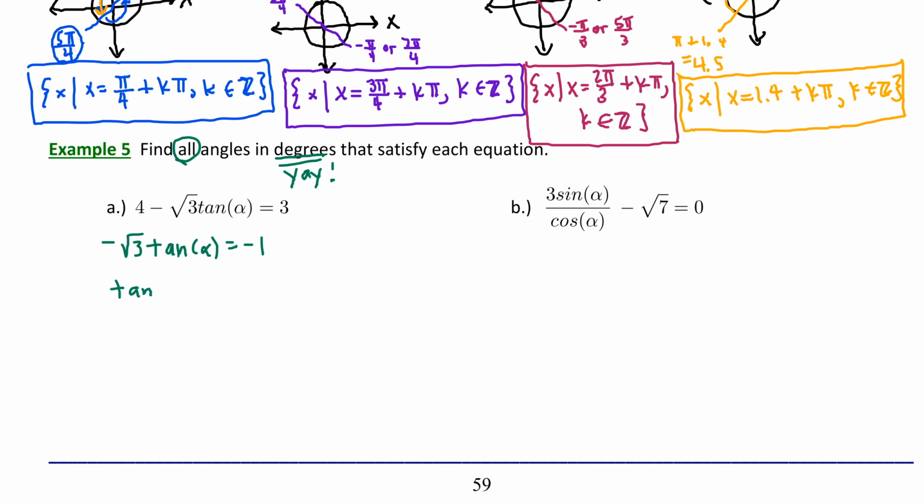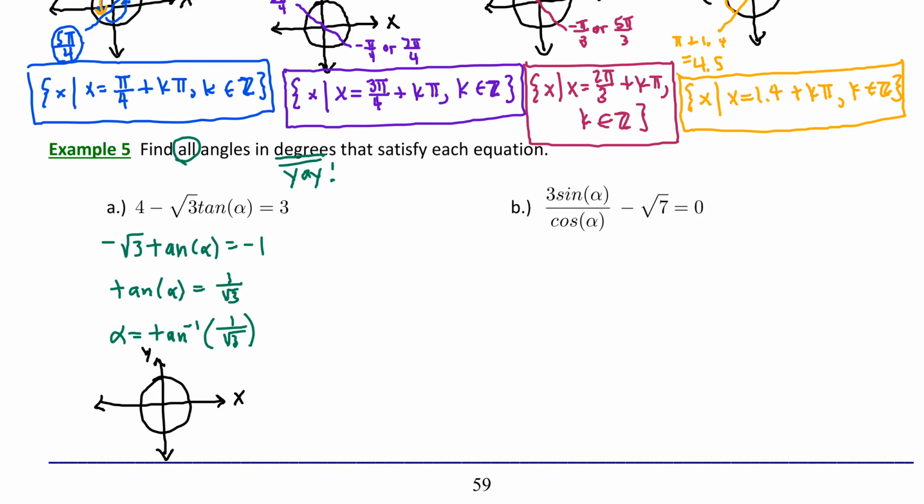So tangent of alpha equals 1 over the square root of 3. Feel free to rationalize that if it helps you to recognize the unit circle angle, but it's not necessary because we're looking for the angle here. So I'm not trying to present 1 over square root of 3 as my answer. I'm trying to find the corresponding angle. On the unit circle, we need an angle in degrees whose tangent value is 1 over the square root of 3.